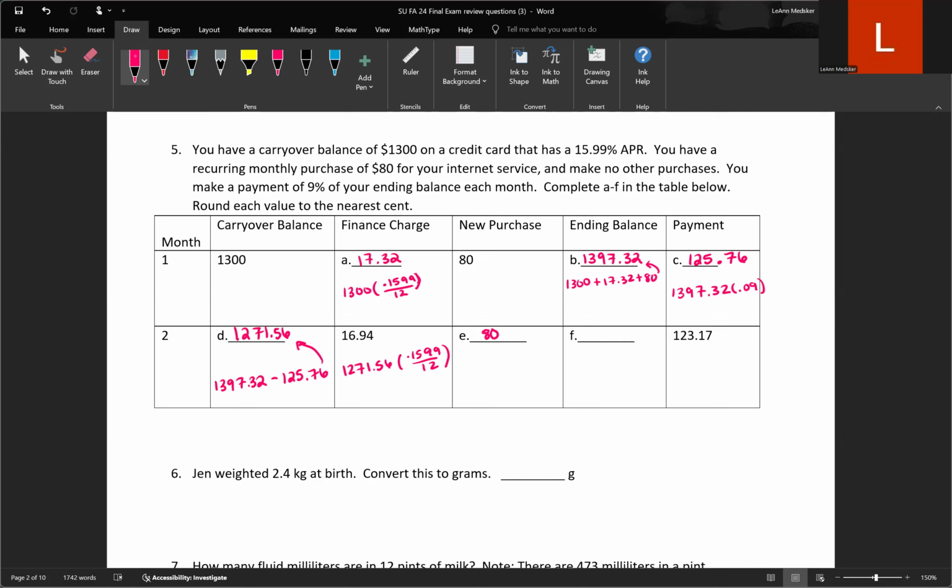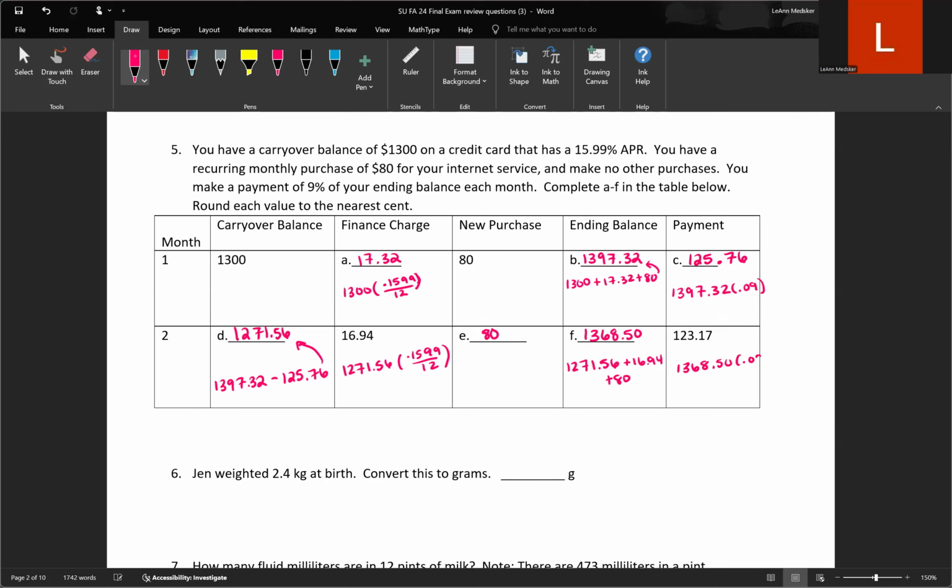That's a consistent payment. So we're going to have to add all of those up again. So this was our carryover balance plus our fee plus our internet. So 1271.56 plus 16.94 plus 80. Our new carryover balance for this month right here, or not carryover balance, sorry, ending balance would be 1,368.50.